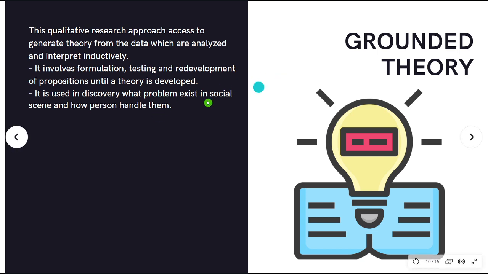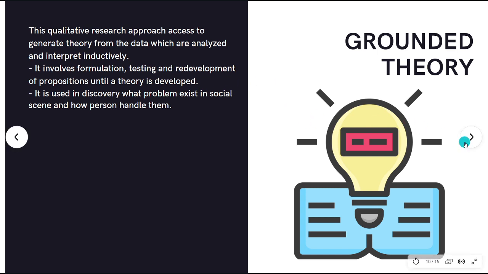So, pag nakagawa ka ng teorya, that actually needs to be tested. So, sure ba na dahil hindi ka nagte-text kaya nanlalamig kayong dalawa? So, ganun si grounded theory.